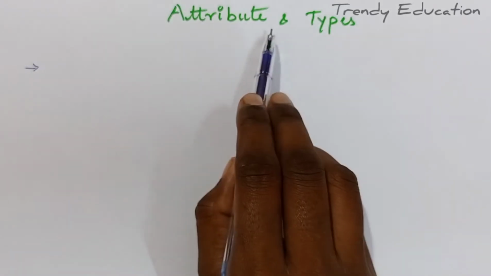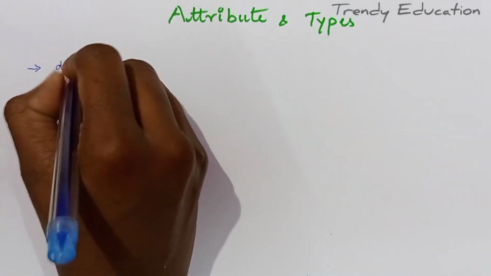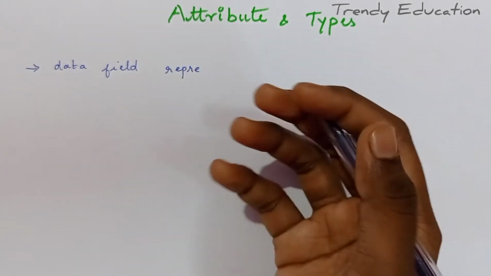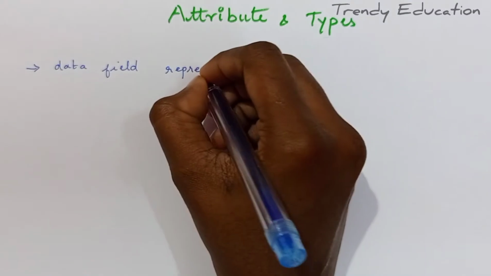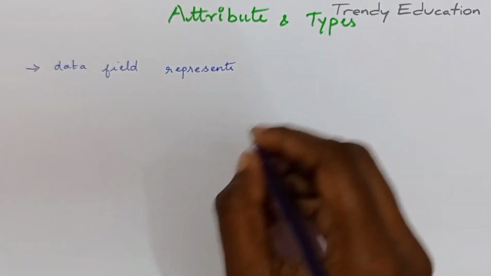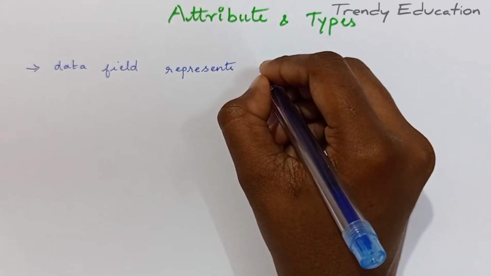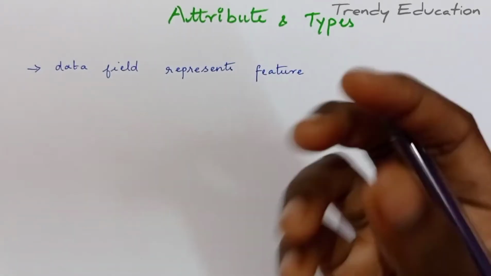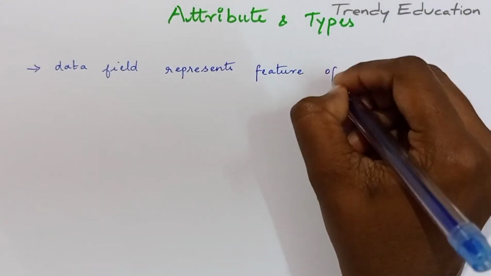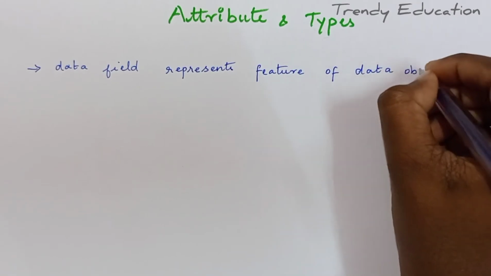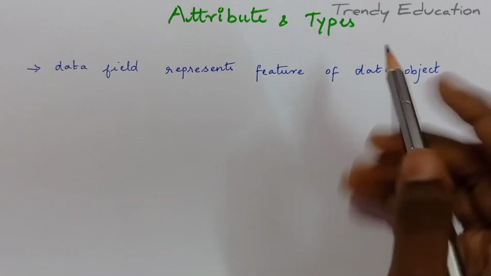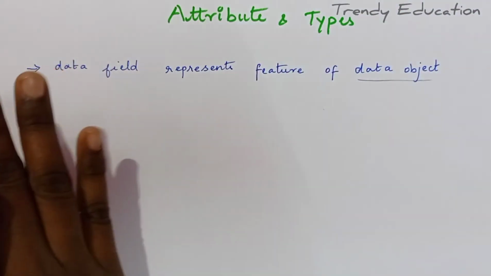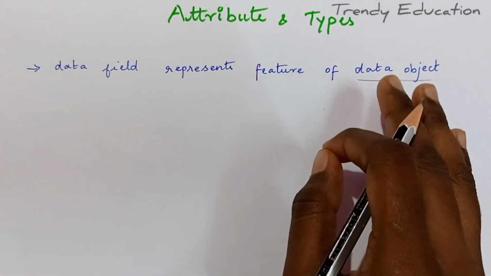So first of all, what is an attribute? It is a data field which represents the behavior, the characteristics, or the feature, the property, of the data object. I already explained what a data object is: the place where the data values are stored and retrieved.